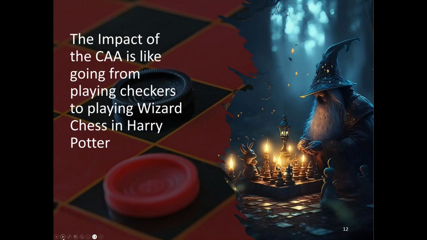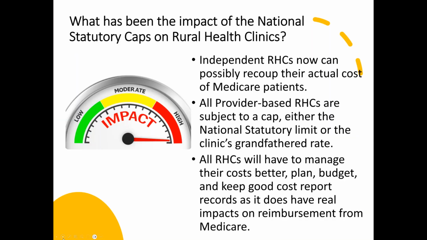And then here is the impact. Basically, we've gone from playing checkers to Harry Potter wizard chess, which I have no idea what that means, but it sounded cool. Because the caps have gone up so much higher for independent rural health clinics, our rates have gone up dramatically, which is great. We're going to actually be able to recapture a larger portion of our cost.